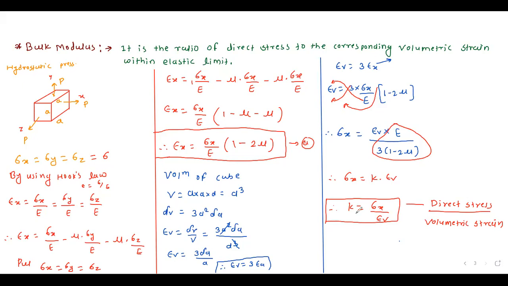Okay, so bulk modulus K, which is equal to direct stress upon volumetric strain, and the value of K is K equal to E divided by 3 in bracket 1 minus 2 mu. This is also a value. So shortly I will explain once again.